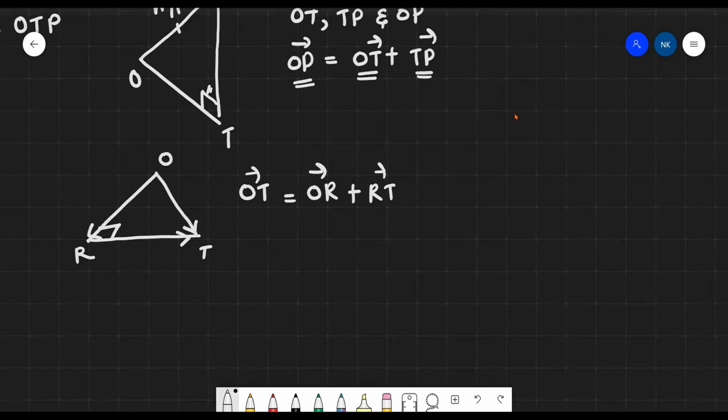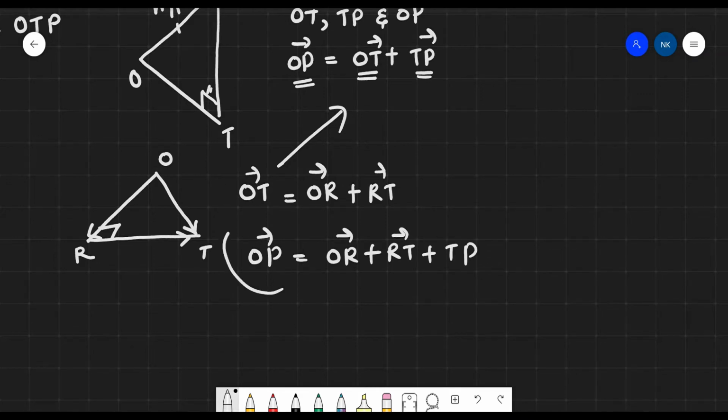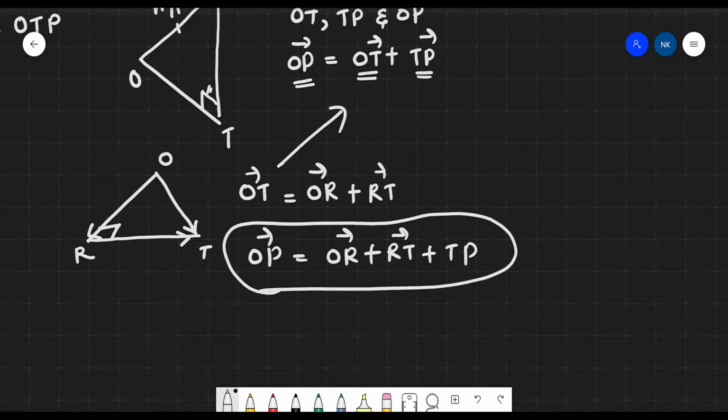So what I'm going to do is that I'm going to put this over here. OT की जगह इधर सब्स्टिट्यूट करेंगे. So OP वेक्टर क्या हो जाएगा, OP वेक्टर इक्वल टू OT की जगह OR वेक्टर प्लस RT वेक्टर प्लस TP वेक्टर हो जाएगा. तो हमें एक रिलेशनशिप मिल गया नया OP के लिए.